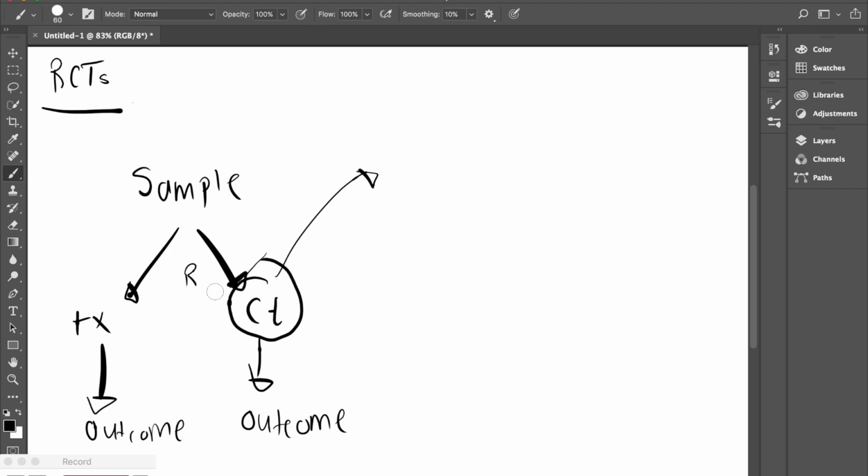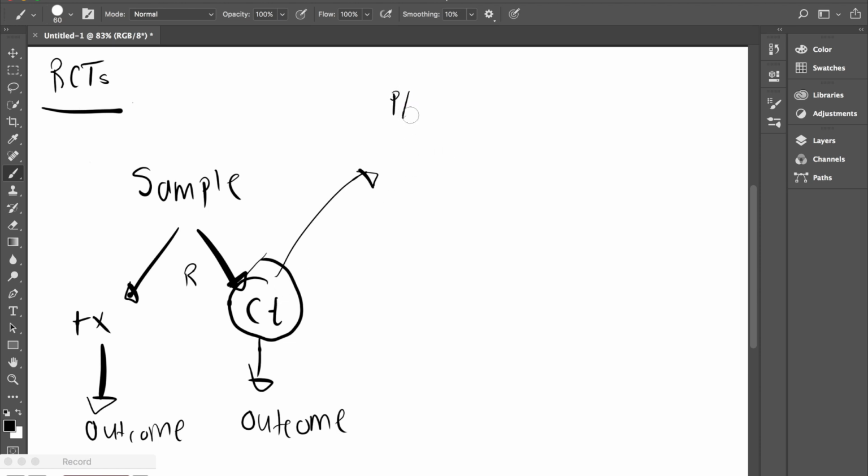But considering that we have a control group that doesn't get the treatment, now we'll be able to compare the two groups and tell whether or not the outcome was actually a result of the treatment. So the control group is there to help us compare the health outcomes between the treatment and the control group. So there are a couple of different controls that we can have.